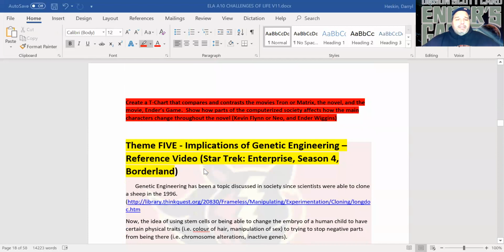Okay, and theme 5, implication of genetic engineering. Now, we aren't watching the video, the Star Trek Enterprise Season 4 Borderland episode. You don't have access to it, but it would have been a really good example of what genetic engineering is and the negative aspects of it. Yes, there's probably some good things about it that, if handled well, can help people out. We've had stem cell use, which has helped people out.